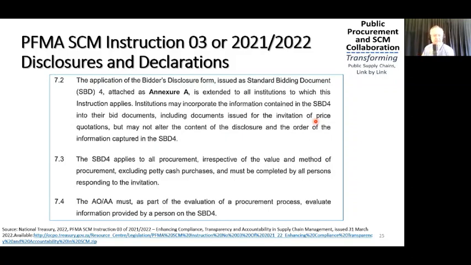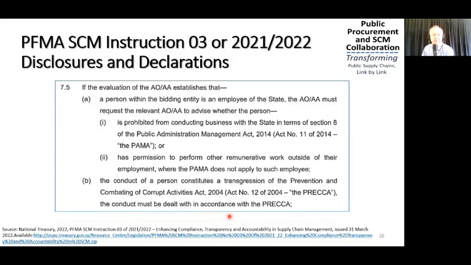It then goes on to say that SBD4 applies to all procurement irrespective of the value and method of procurement, excluding petty cash purchases, and must be completed by all persons responding to the invitation. It gives you the discretion as to whether you should incorporate it in your bid document or not. And then the AA must, as part of the evaluation of a procurement process, evaluate information provided by a person on SBD4. Let's just keep going, and then we can open up the discussion.